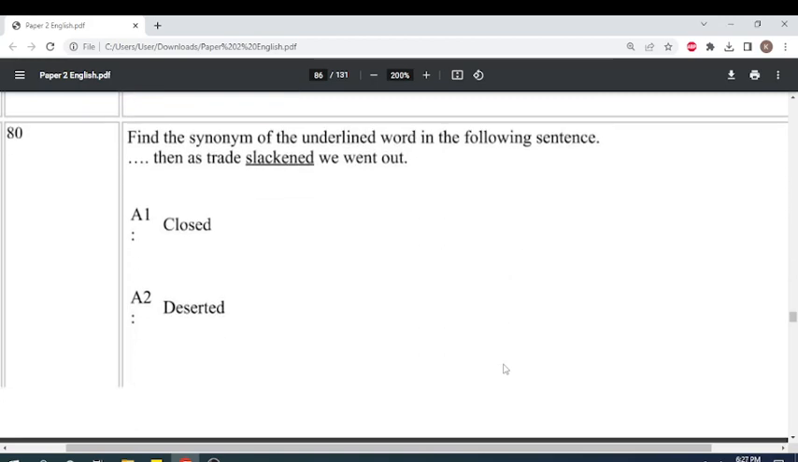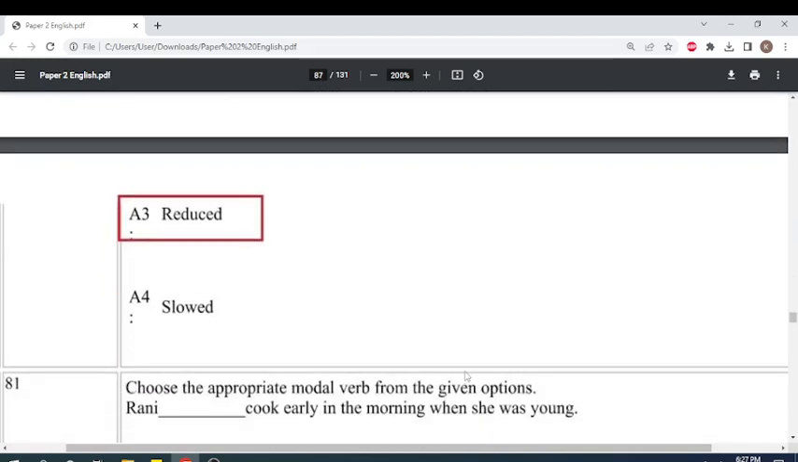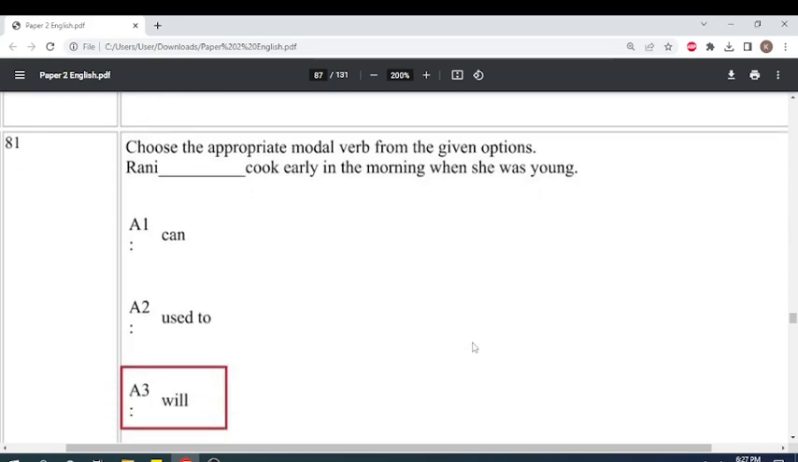80. Find the synonym of the underlined word in the following sentence. Then astrayed, slackened, we went out. Answer A3, reduced. 81. Choose the appropriate modal verb from the given options. Rani dash cook early in the morning when she was young. Answer A3, would.